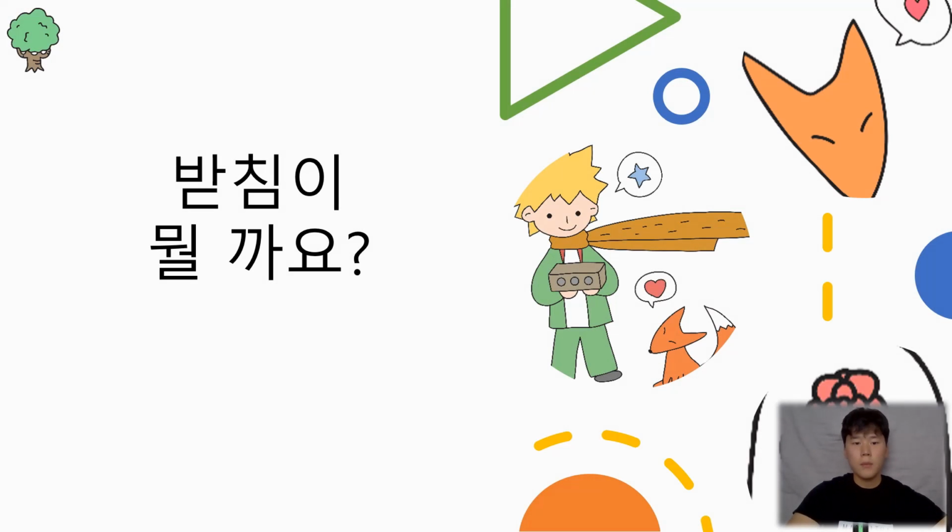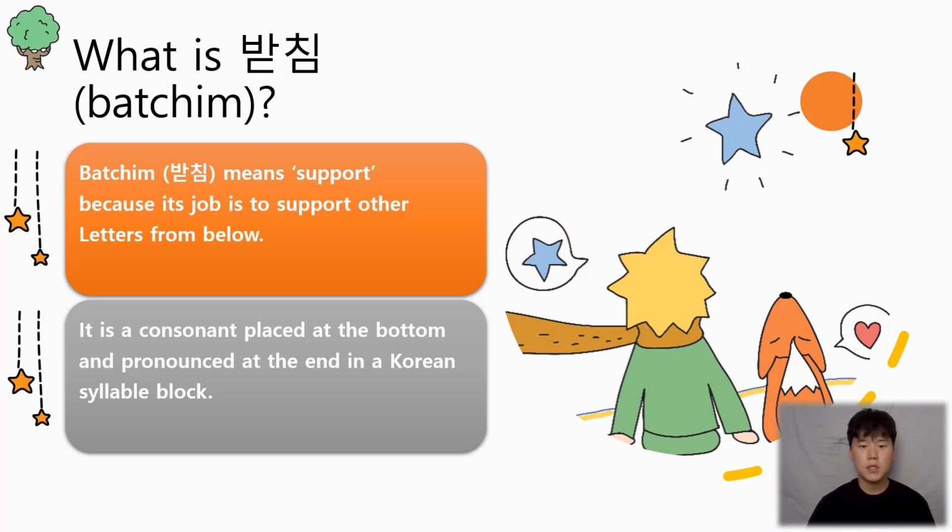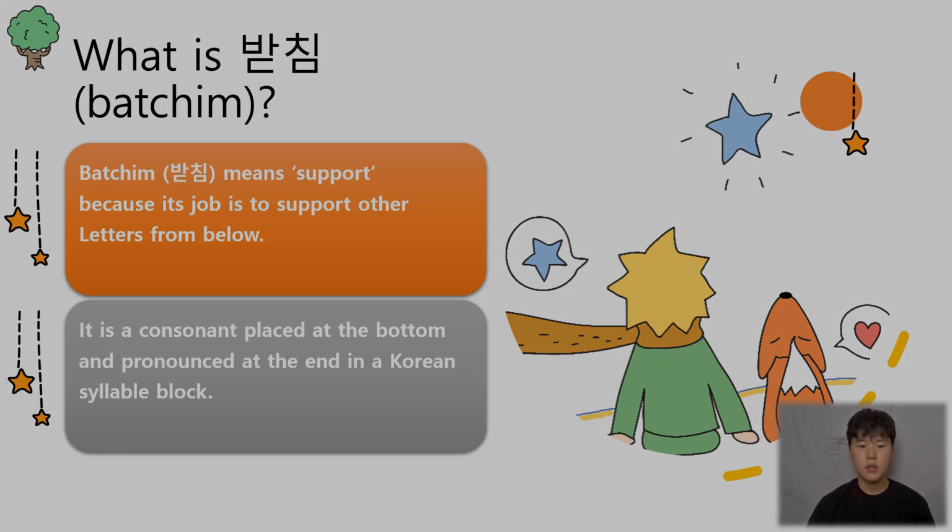So, 받침이 뭘까요? What is 받침? 받침 means support because its job is to support other letters from below. It is a consonant placed at the bottom and pronounced at the end in a Korean syllable block. Let's see what a consonant is.